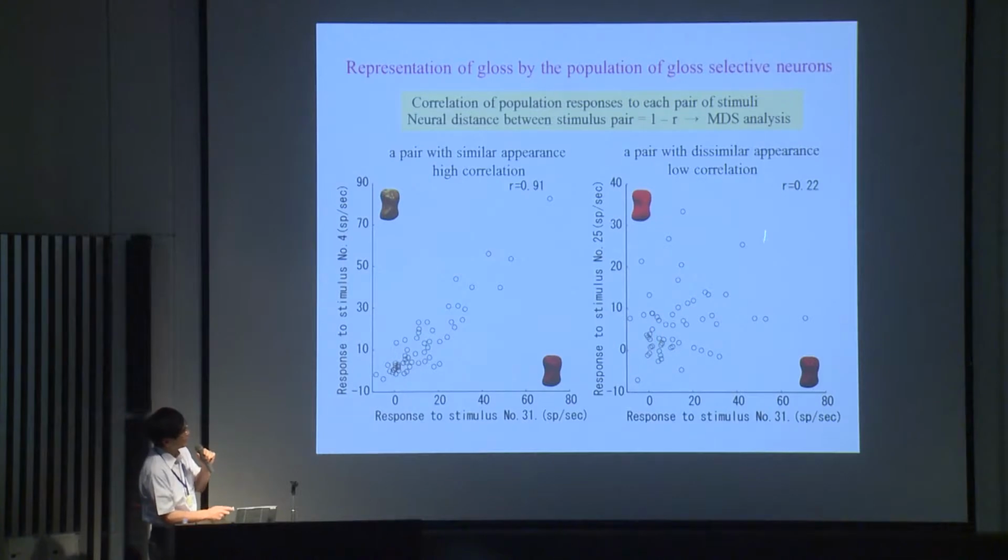However, in this graph, both stimuli have red color, but gloss appearance is very different. This is matte and this is shiny. And in this case, the correlation is very low. So we can analyze the representation of gloss by population activity by computing the correlation coefficient and 1 minus the correlation coefficient as a neural distance for each pair of stimuli, and make a distance matrix for all pairs of 33 stimuli, and then apply multi-dimensional scaling analysis.